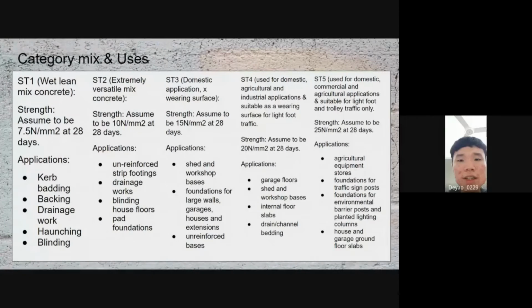Lastly, ST5 is used for domestic, commercial, and agricultural applications, and it is also suitable for light foot and trolley traffic only. The strength is assumed to be 25 Newton per millimeter square at 28 days. The applications include agricultural equipment stores, foundations for traffic signposts, foundations for environmental barrier posts, lighting columns, and house and garage ground floor slabs.